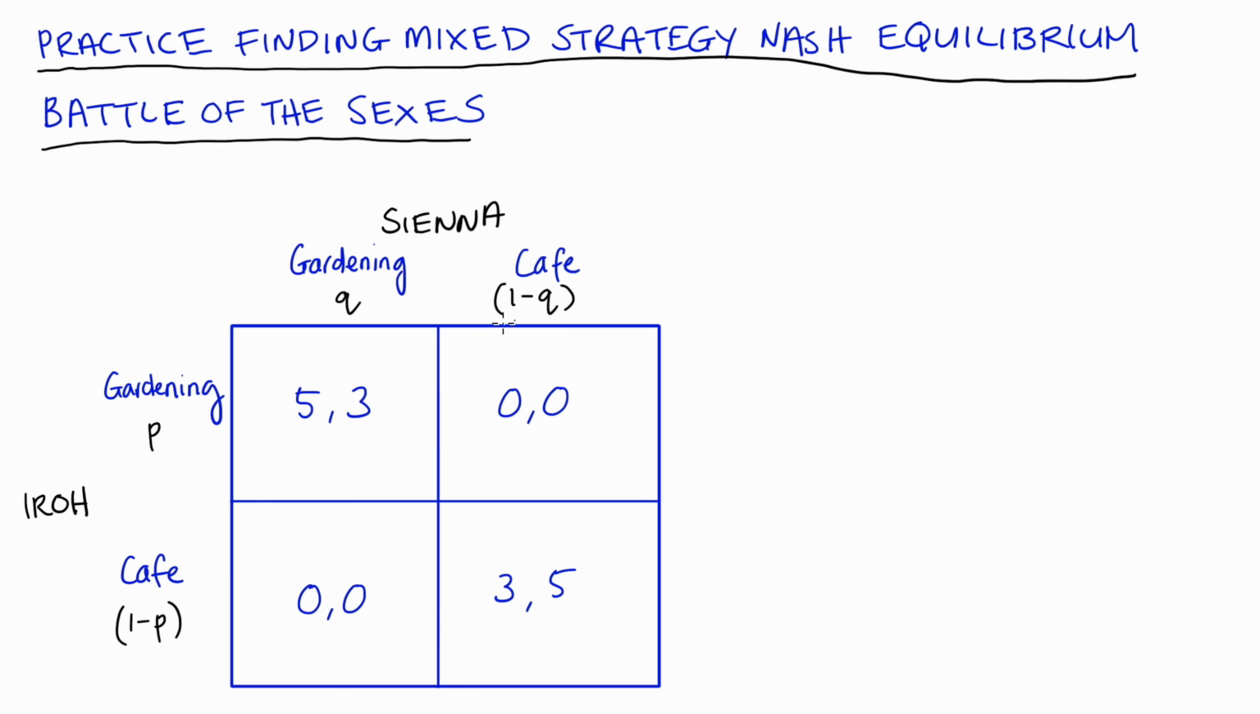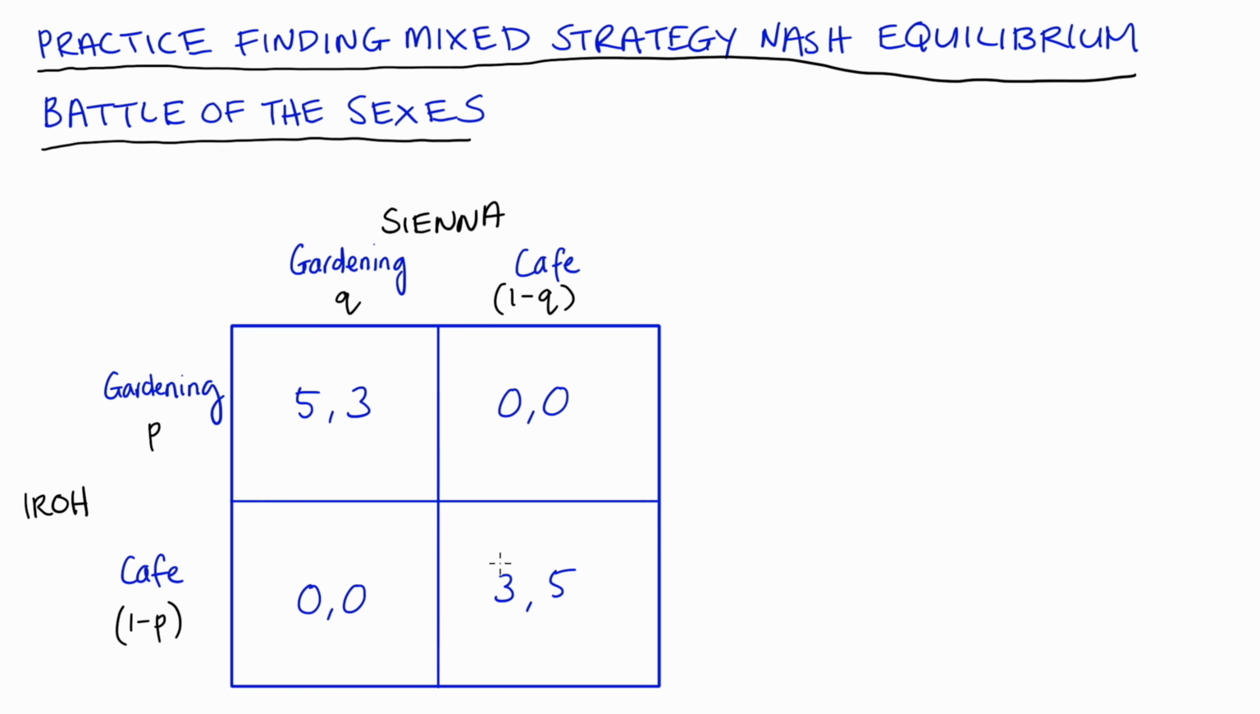And in the game, you can see that Iroh prefers gardening since they get that higher payoff of 5 if they both end up playing gardening, while Sienna gets that lower payoff of 3. And Sienna prefers going to the cafe. If they both choose cafe, then Sienna gets that outcome of 5, that's the highest outcome, whilst Iroh gets the 3. Both players really dislike it if they're choosing opposite sorts of activities. So you can see the 0 payoffs there if they choose different activities. So that's a fairly classic Battle of the Sexes game.